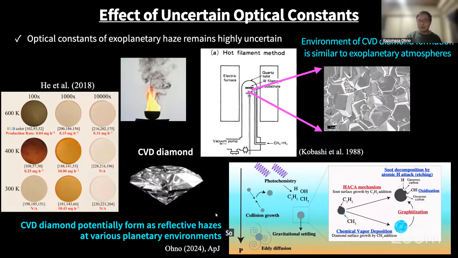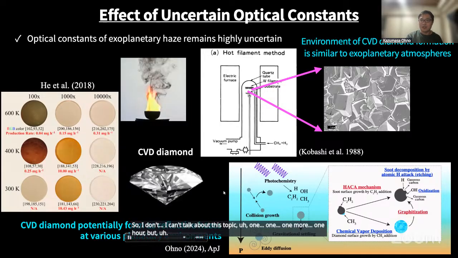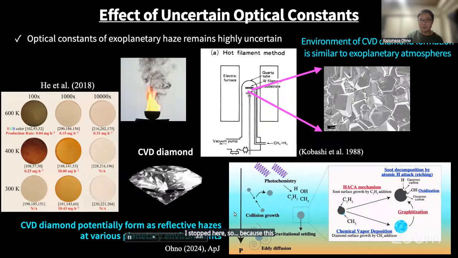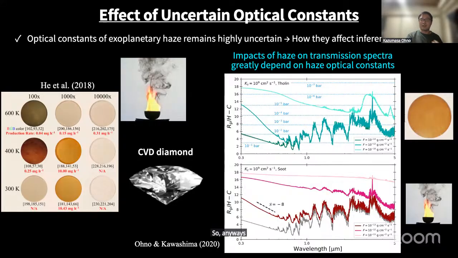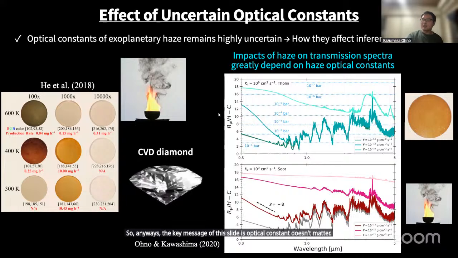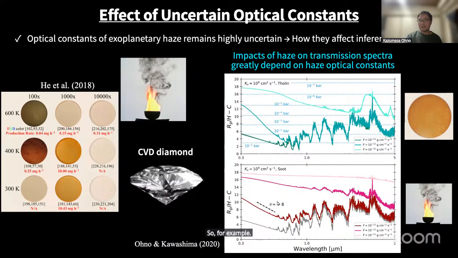I could talk about this topic for one more hour, but I'll stop here. Because this is a bit different topic, please take a look at the paper if you are interested. Anyway, the key message of this slide is that the haze optical constant doesn't matter. For example, this figure shows how the spectrum differs if we assume different haze optical constants.